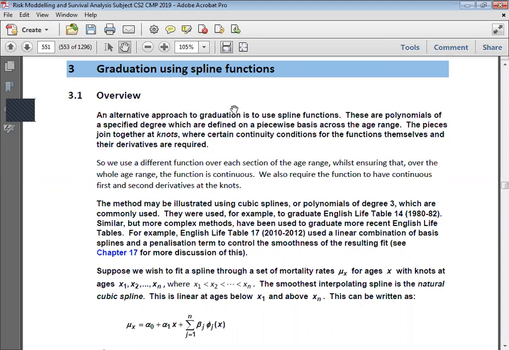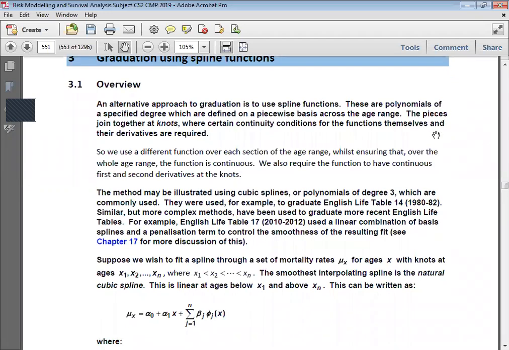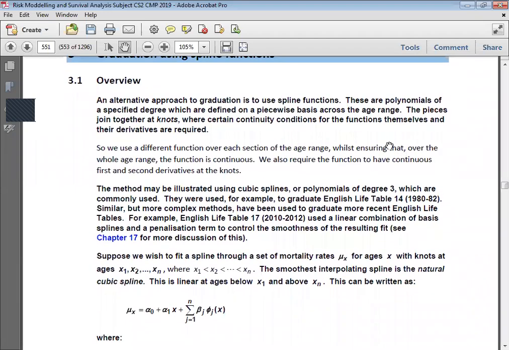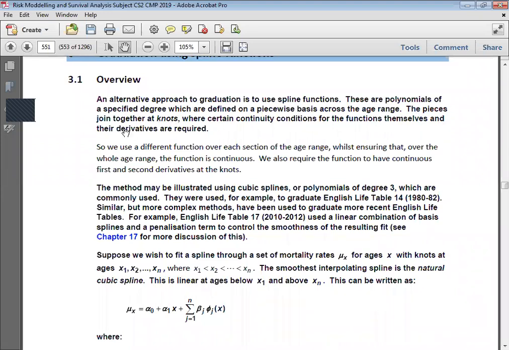So these are polynomials of a specified degree, which are defined on a piecewise basis. When I'm talking about a piecewise basis, it means from one knot to another, right? So the first piece, the second piece, are the pieces that you have in between the knots across the age range. The pieces join together at knots where certain continuity conditions for the functions themselves and their derivatives are required. So the very first thing that we have seen is that the function as a whole should be continuous, but we are yet to see the conditions that we want the derivatives to hold.